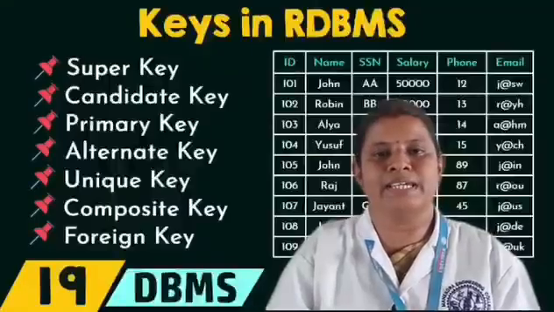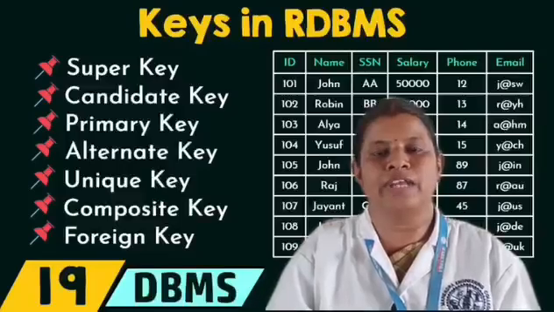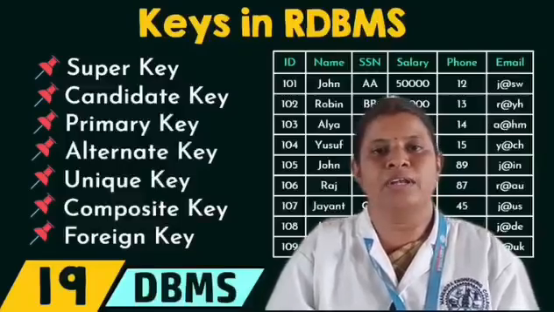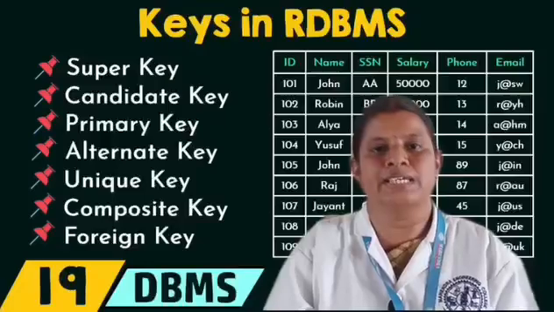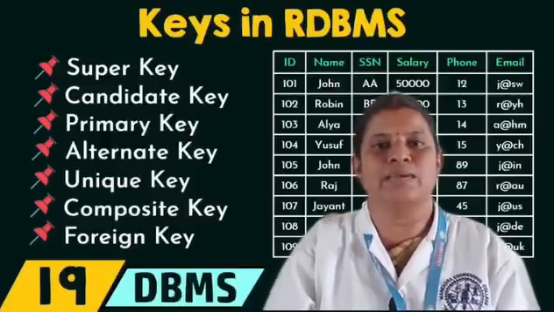Keys in the DBMS. Keys are the attributes used to identify a record in the table. The types of keys are primary key, foreign key, candidate key, alternate key, composite key and super key. These are the main keys used in the DBMS.